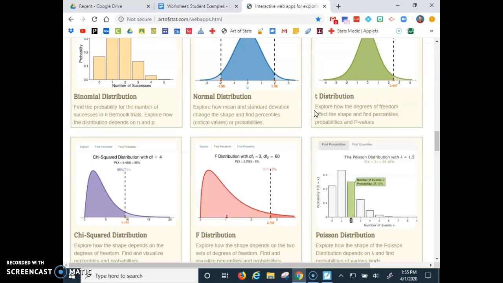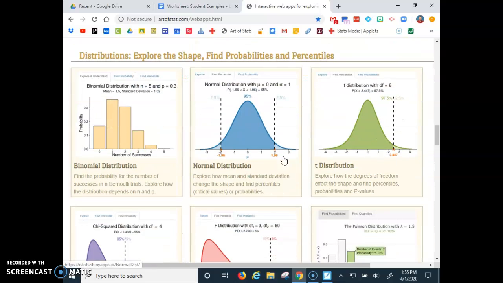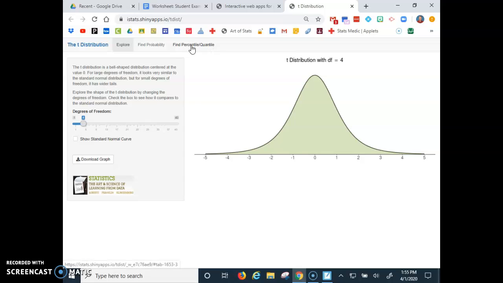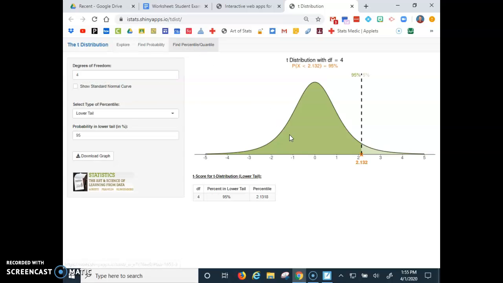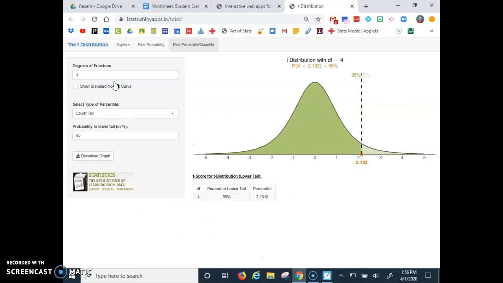If you go to, again, it's down toward the bottom. You got to go a little ways. If you go to T distribution, it's right next to the normal distribution. And we're going to go to find percentile or quartile, the third one. And what we're going to do is look at our degrees of freedom. Now, since the sample size was 36, the degrees of freedom is always your sample size minus 1, which would make this 35. So right here for degrees of freedom, we put 35.